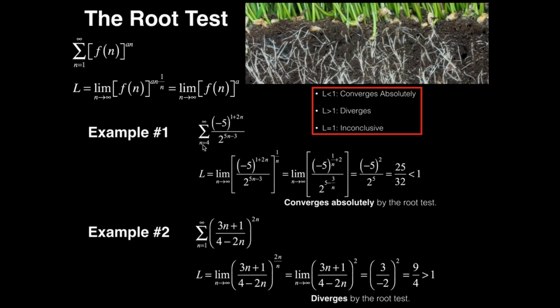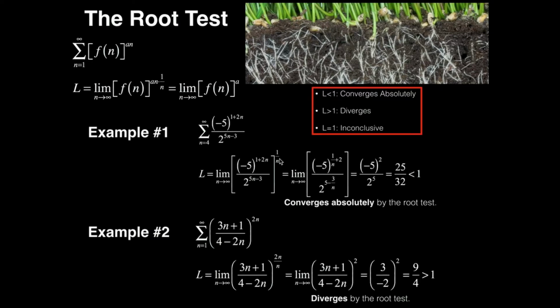Here's our first series. We've got a series from n equals 4 to infinity, with negative 5 raised to the 1 plus 2n power, divided by 2 raised to the 5n minus 3 power. So what are we going to do? We say L is equal to the limit as n goes to infinity, and notice what we did: we just took this entire argument, put brackets around it, and raised it to the 1 over n power.